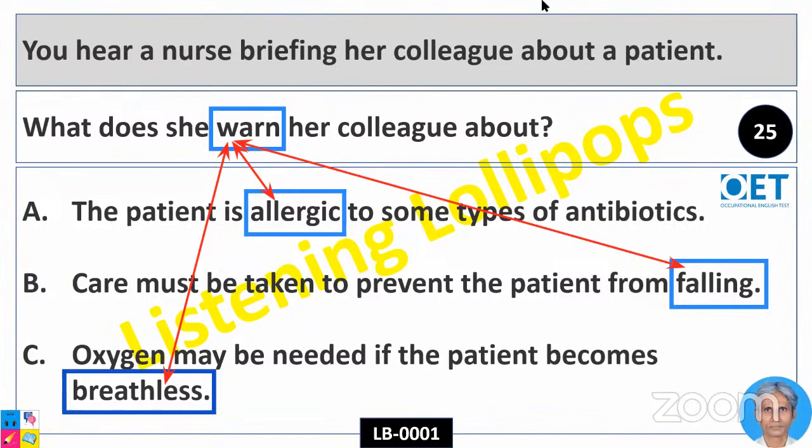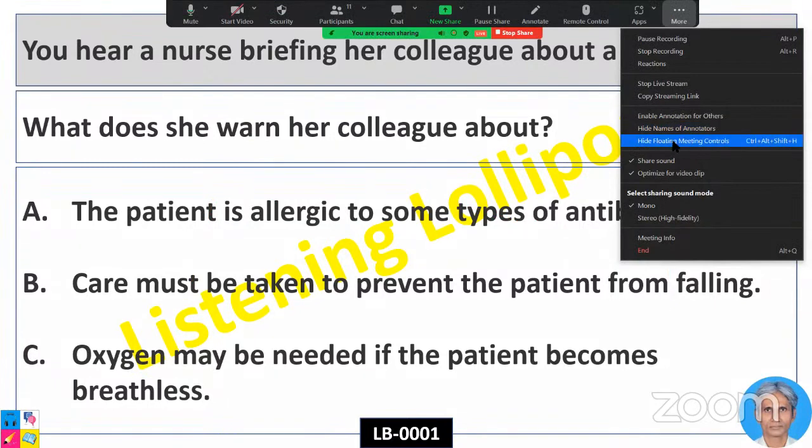Whose mic is on? Hussein. All right. Focus on these particular things now. I'm going to play the audio now.